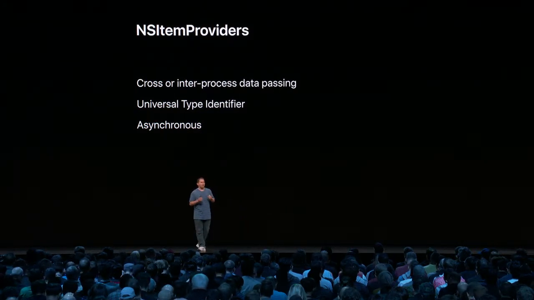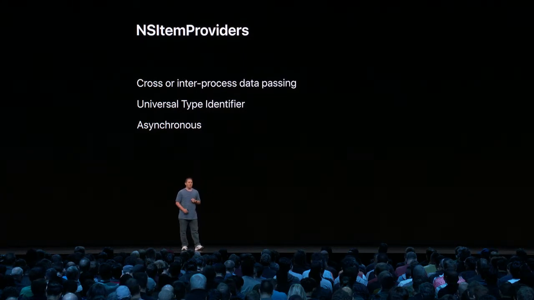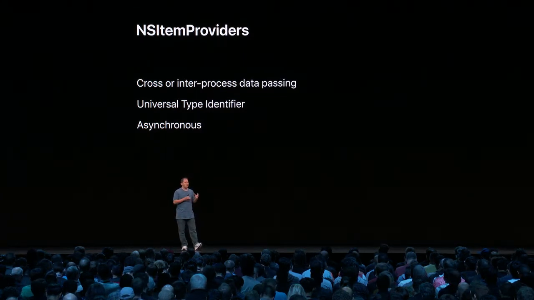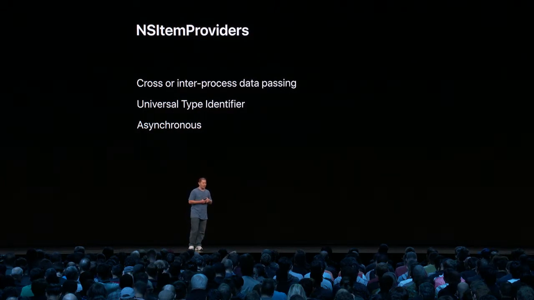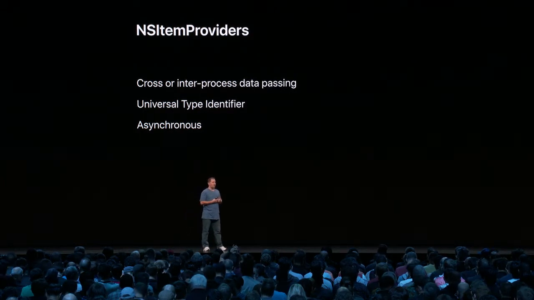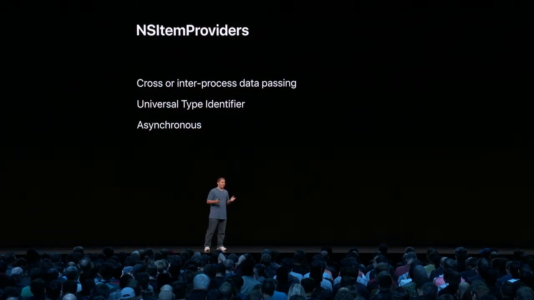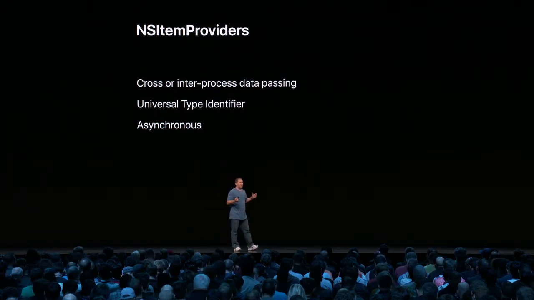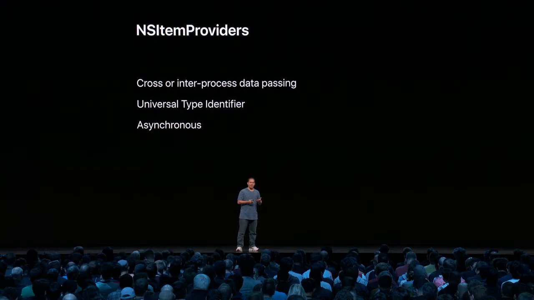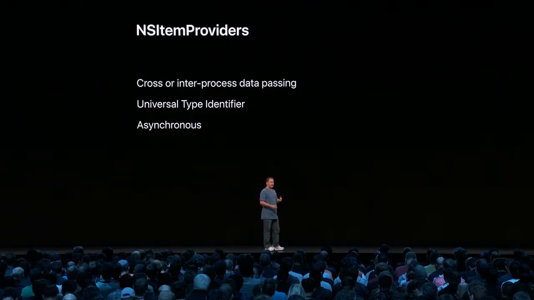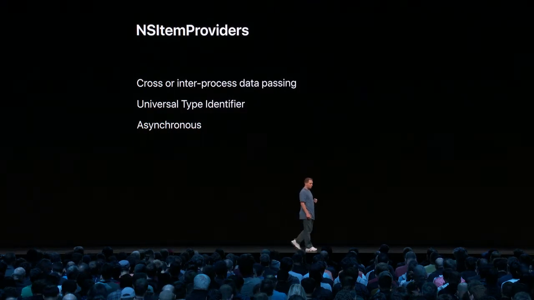Item providers are a great technology provided by the Foundation framework, which gives you a means of moving data around your application in various forms. And it's also a tool that we use to help transfer data across processes. Item providers are basically a collection of universal type identifiers that describe the types of data that your item can be represented as. And then, of course, you need to provide the data in that type upon request.